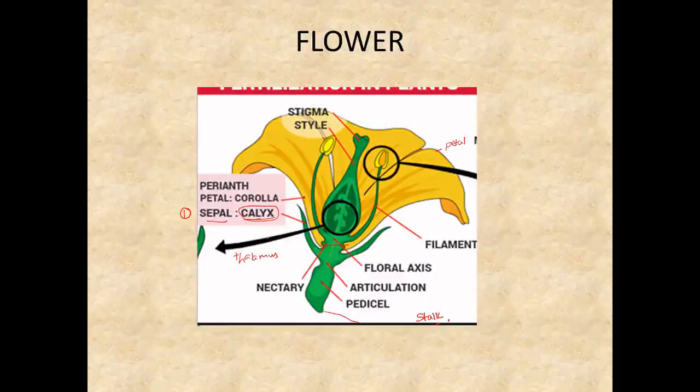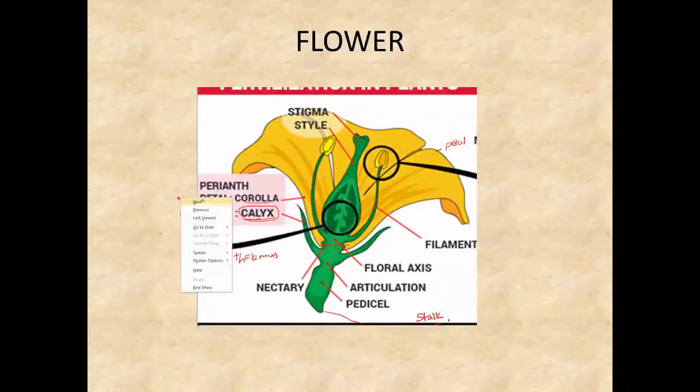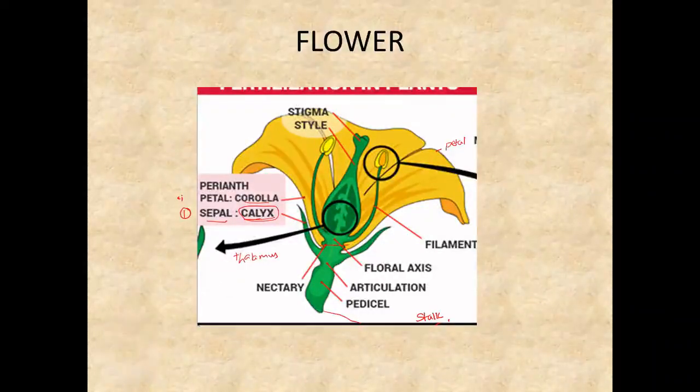The next whorl, when you move from the margin towards the center, is the colorful part, the petals. Collectively they are known as the corolla. This forms the second whorl in the plant. So the first is the calyx, the second one is the corolla. Now coming to the third one. Before that, the sepals are usually green in color, and their function is to protect the inner parts. Usually the major function of the sepals is protection.